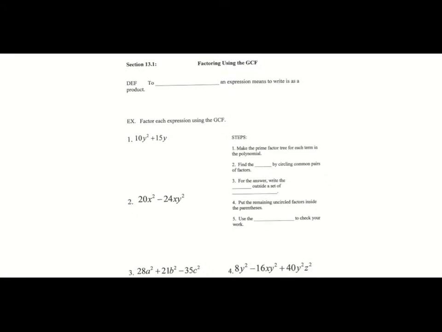In 13.1, we are going to talk about factoring using our greatest common factor. Our first definition is to factor an expression means to write it as a product. So in our examples, we're going to look at writing what we have as a product of two pieces. And there are certain steps that we need to follow when using our greatest common factor.